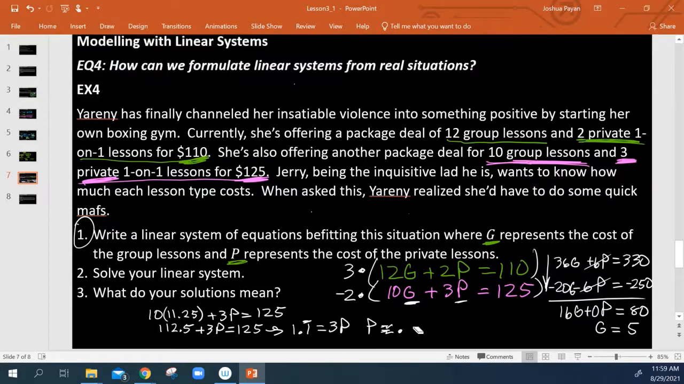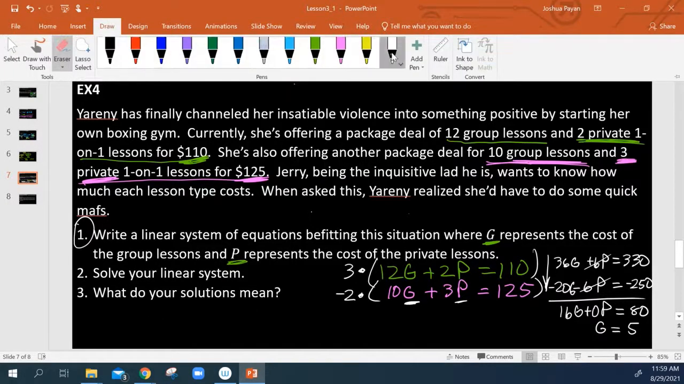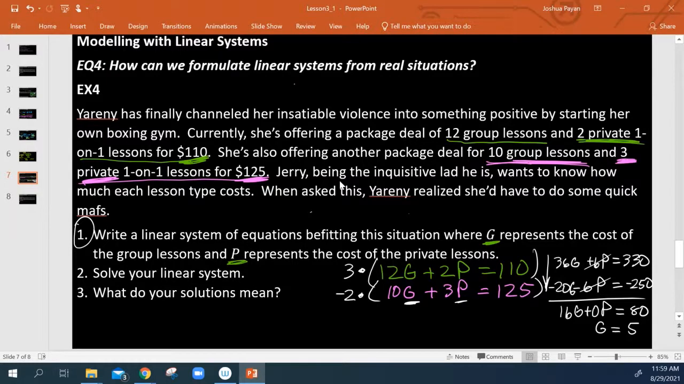Let me erase some of this mess here. I had to come back and edit the video because this software doesn't let you pause recordings. So anyway, if G is 5, I can just plug into this equation here. 10 times G plus 3 times P, which we still don't know, equals 125. We can easily solve this. So 50 plus 3P equals 125. Subtract 50 from both sides. 3P is equal to 75. And when we divide by 3 on both sides, we get that each private lesson costs 25.